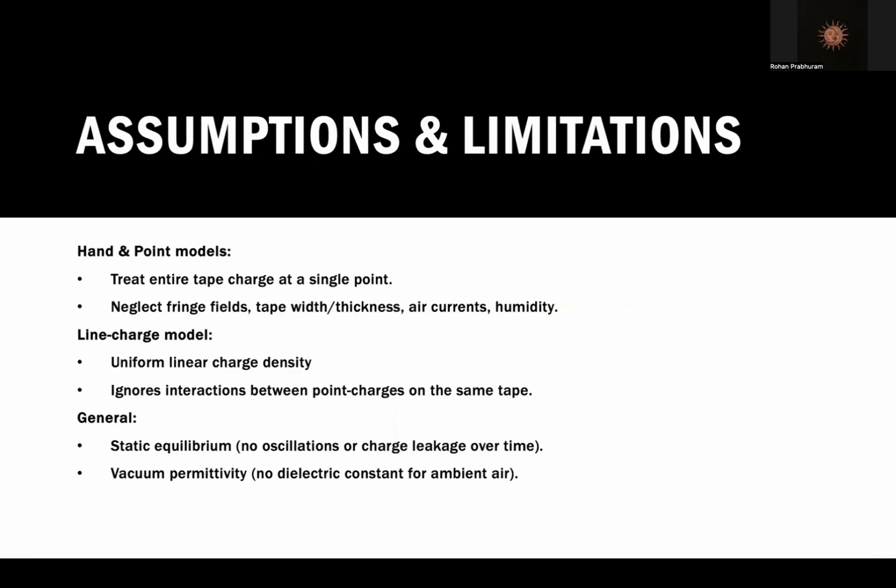Some of the assumptions and limitations behind this model are that these models assume static equilibrium, vacuum permittivity, and idealized charge distributions. The point model treats all charge at a single point, and the line model treats the tape as 10 point charges along its length. Both ignore tape width, thickness, fringe fields, any oscillations, or even air humidity, which all have a role to play.